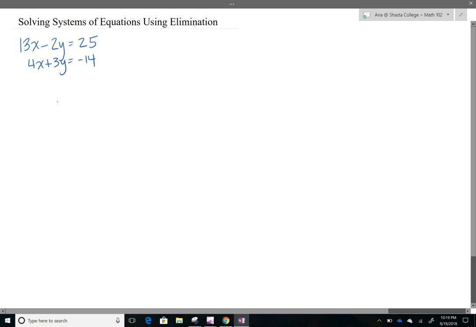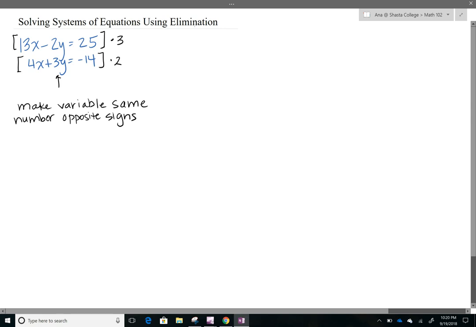So what I'm going to do now is move forward with the goal of eliminating my y variables. So I want to make my y's the same number with different signs. So the coefficient is the same, but they're opposite. So if I take my first equation, I'm going to multiply this equation by 3. I'm going to multiply the bottom equation by 2. And that should get us to our goal of having both of the y variables at 6.